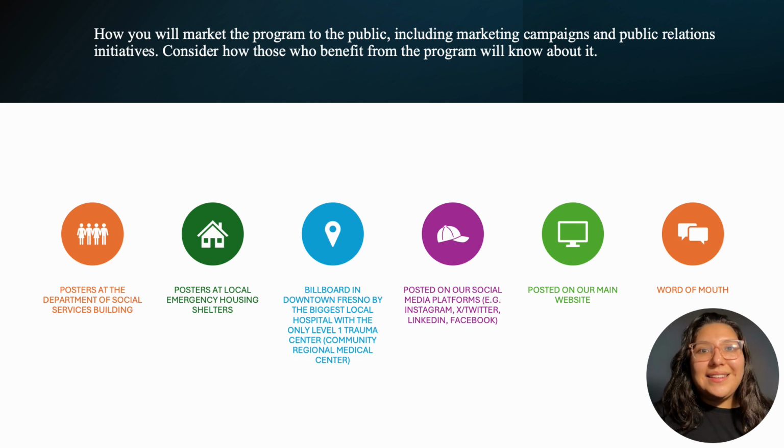The main ways the organization will market this mobile health clinic is through having posters at the Department of Social Services where we will be providing this service. We will also have posters at local emergency housing shelters, which have a huge marginalized population there. We will have a billboard in downtown Fresno by the biggest local hospital with the only level 1 trauma center here in the Central Valley from Sacramento all the way down to Bakersfield, and that is Community Regional Medical Center.